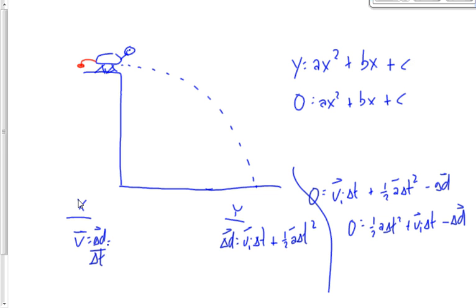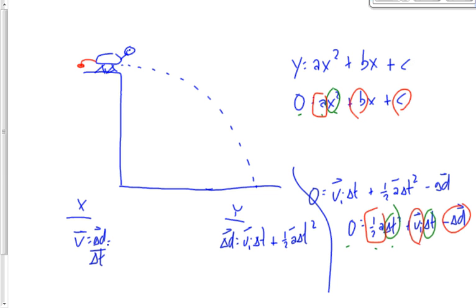The equation that describes the parabola that you learned in math class, and now the equation that describes the vertical motion of this object, this red-tailed buffalo that's just jumped off the edge of this cliff. 0, 0. ax squared, 1/2 a t squared. Plus bx, plus vi t. Plus c, subtract delta d. What we're saying here is that the value of a is half the acceleration. The value of b is the initial velocity. And the value of c is negative delta d, the negative of the displacement.